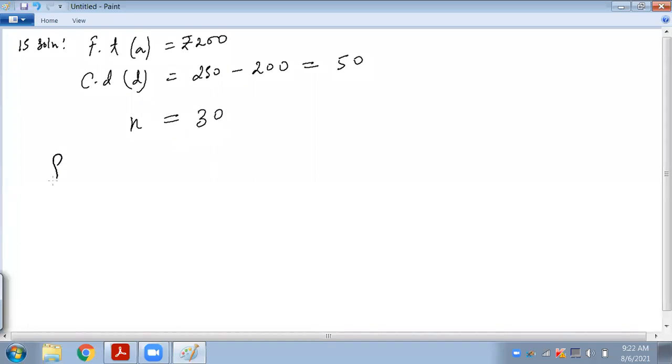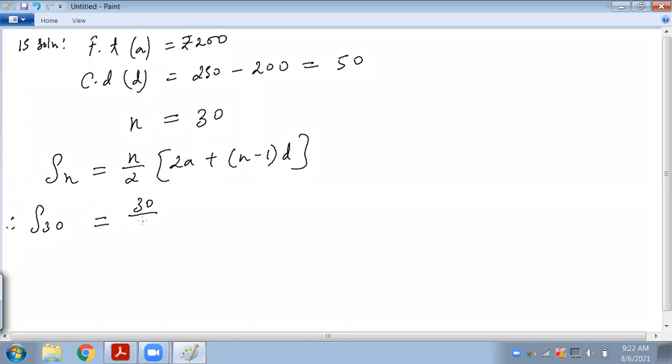and to find the amount he has to pay, what do we have to do? We have to find the sum. So take the formula. Sn is given by what? n by 2 into 2a plus n minus 1 into d. We have to take the long formula. Why? Because we don't know the last term. Now therefore n is 30, so we'll write 30 by 2, and 2a is how much? 200 plus n is how much? 30, so 30 minus 1, into d, d is how much? 50.